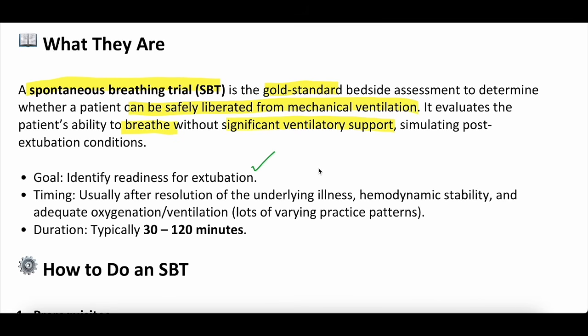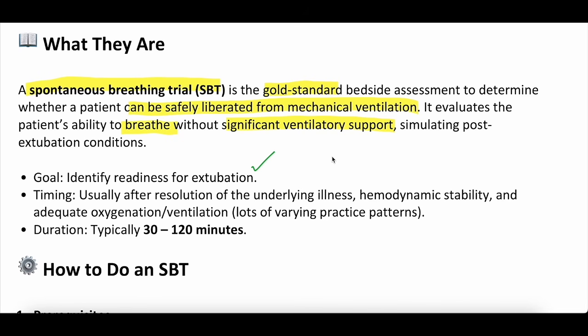A really important thing. Obviously, you don't want to leave anybody on the ventilator longer than you have to. There are certainly complications that can come with being on mechanical ventilation, ranging from ventilator-associated lung injury to ventilator-associated pneumonia, sedation, delirium, all that stuff. So getting patients liberated from mechanical ventilation is critically important, one of the cornerstones of critical care medicine. So the goal is to identify who's ready to come off the vent.